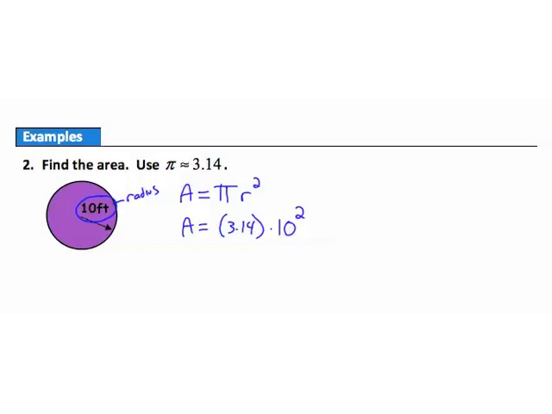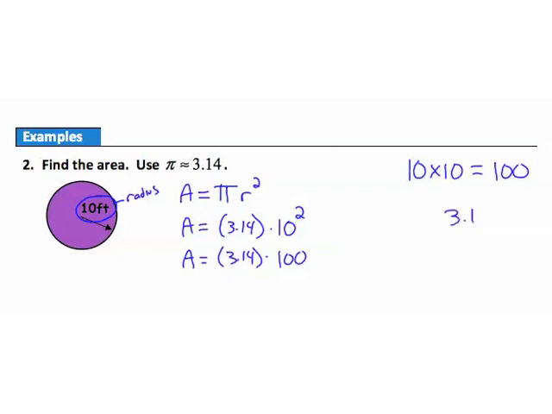Now we want to follow the order of operations when evaluating this expression on the right. So I want to start with the exponent, 10 to the second power. We're just going to rewrite pi in there, 3.14. 10 to the second power means 10 times 10, and that's going to give us 100. So I'm going to have 3.14 times 100. And now I just need to multiply 3.14 times 100.